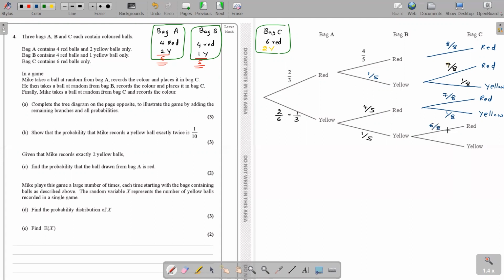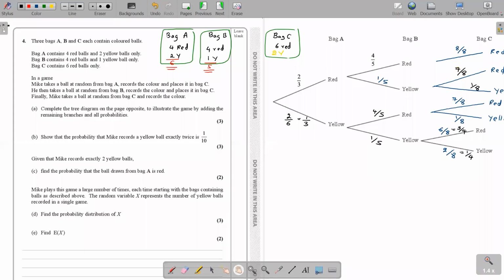So then what are the chances of you taking a red bead from bag C? 6 over 8, which can be simplified as 3 over 4, right? And then the other one, the yellow, we get 2 over 8. Yellow 2 over 8. So you can simplify and write the fractions. So this is it. Shall we write the simplified fractions? 6 over 8 is 3 over 4. 2 over 8 is 1 over 4. Okay, so then we'll move to the next part.